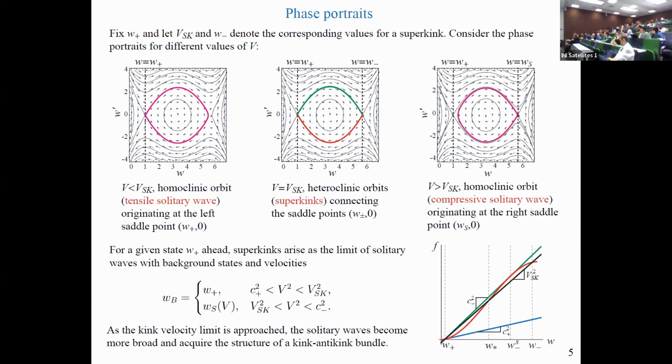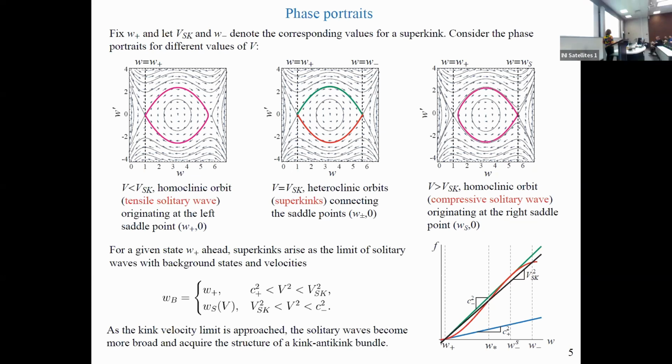If the velocity is above the super kink velocity, then we get another homoclinic orbit, which corresponds to a compressive solitary wave. But interestingly, here it emanates from a saddle point whose value, W star, actually depends on the velocity. So basically, for a given W, say W plus, we have two solitary solutions: one with the background W plus, and the other with the background W star. They are tensile or compressive, depending on whether you are below or above the super kink limit. And as the kink velocity limit is approached, these solitary waves become broader and acquire the structure of a kink-antikink pair.